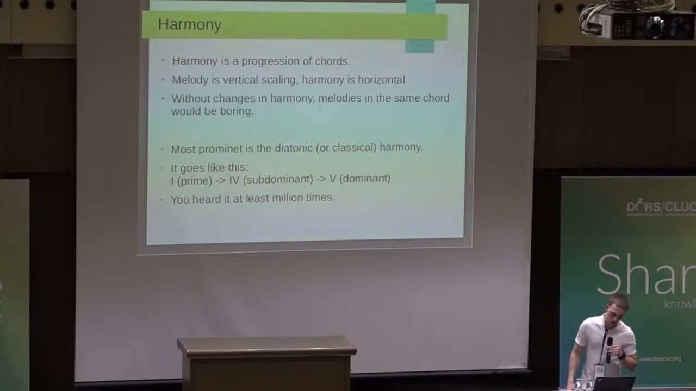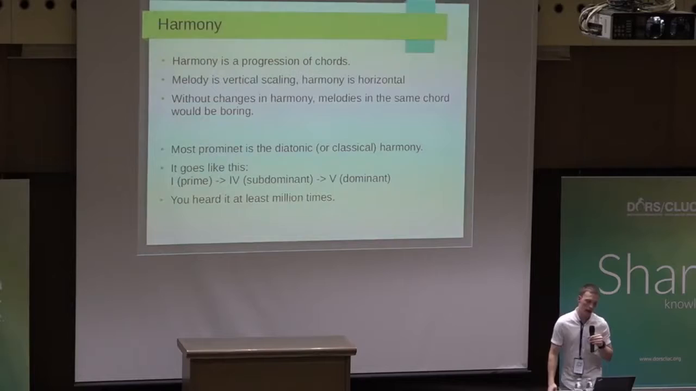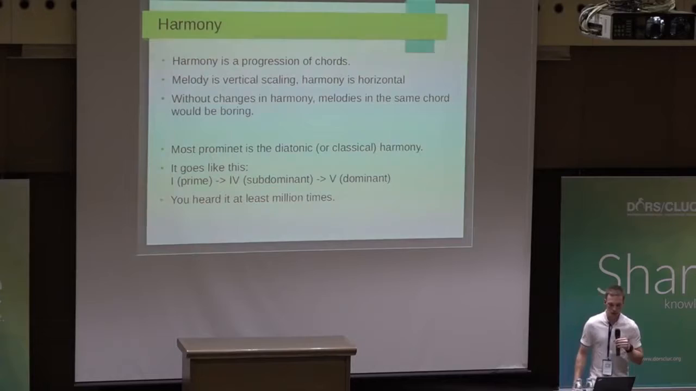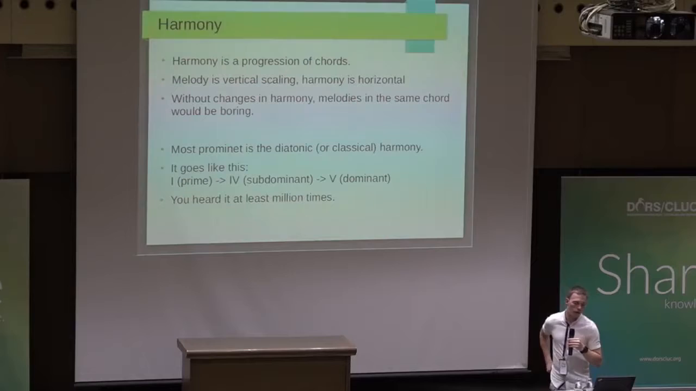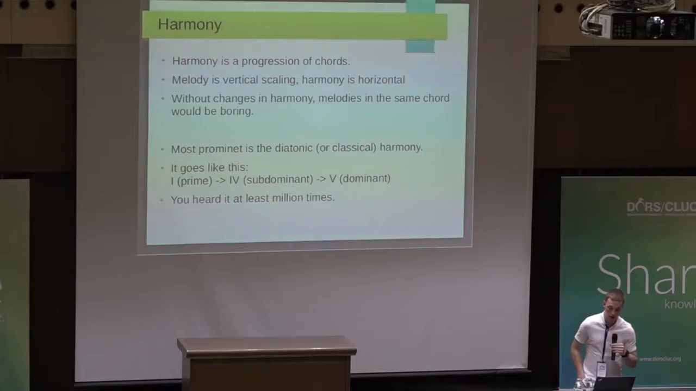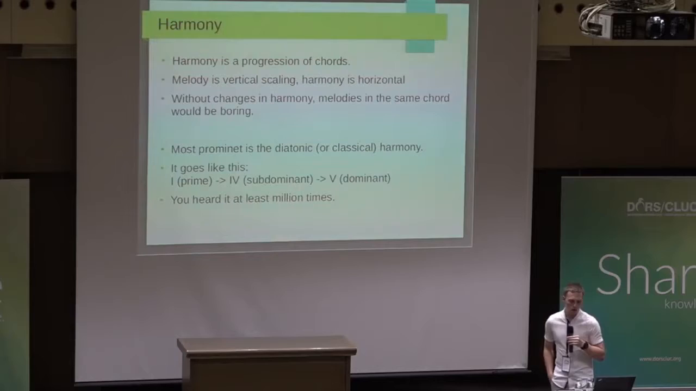But then we have harmony. And harmony is how we progress over chords. And here we're getting pretty interesting. Well, there are people like Bach who can just sit at the piano and do random stuff and it will work really, really well. Actually, harmony is a really tough science in music theory. It's a fine science, I don't know how to say it in English. So it's really hard.